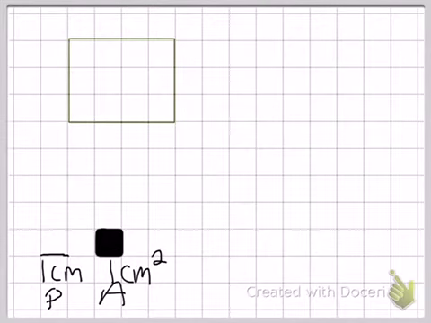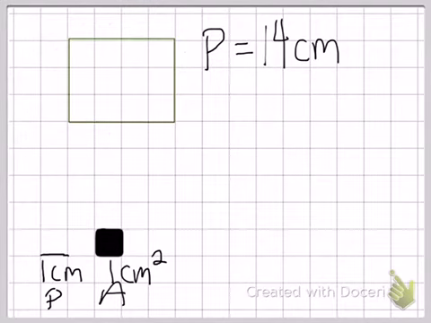So to start off, I have this on graph paper just like you should, because we can then count exactly how far around and how much is inside. Okay, so to find the perimeter, we count all the way around, which is 1, 2, 3, 4, 5, 6, 7, 8, 9, 10, 11, 12, 13. I counted 14 centimeters around the outside.